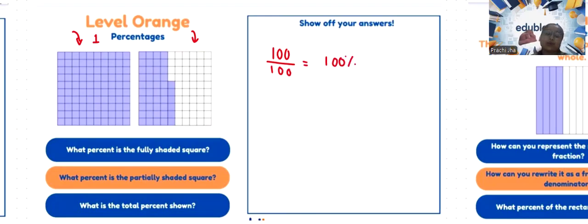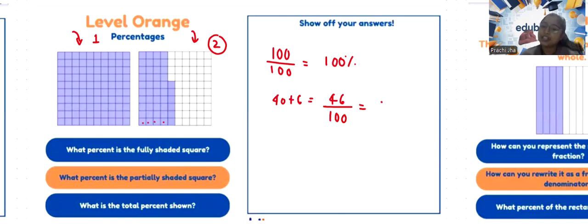What percent is the partially shaded square? Now we are talking about the second square. For that, we need to first find out how many parts are shaded. So let's see: 10, 20, 30, 40, and there are six more. So 40 plus six makes it 46. That means 46 over 100, which is nothing but 46%. Wonderful, great job, guys.